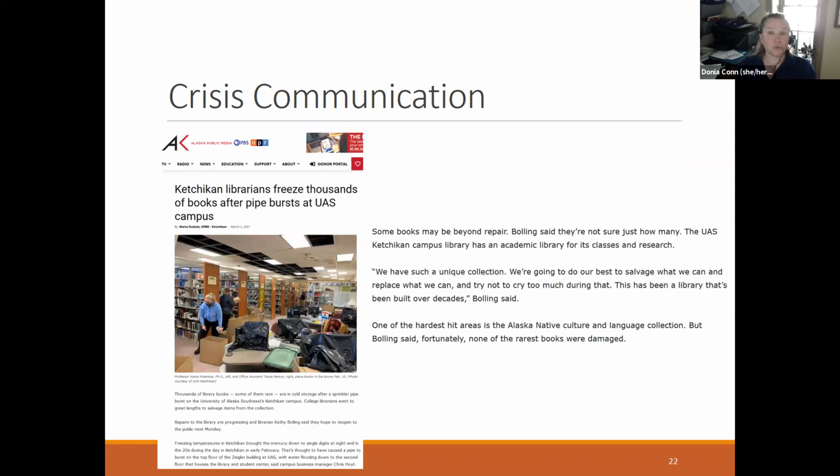But we do want to be communicating with our communities, with our general public, with our users. And so we want to have these statements ready.